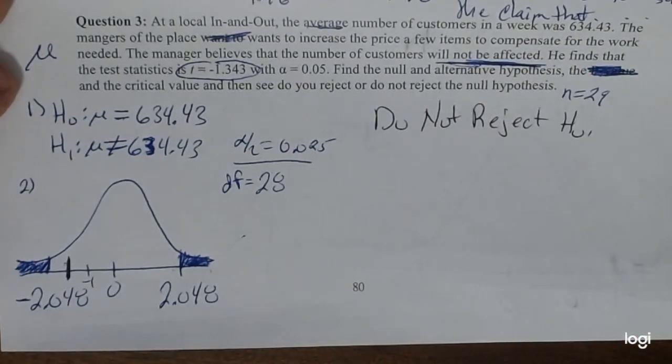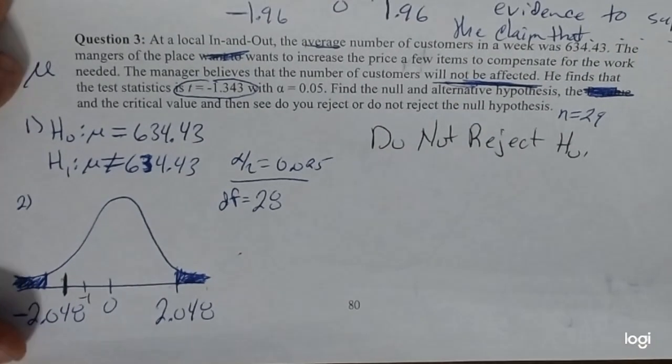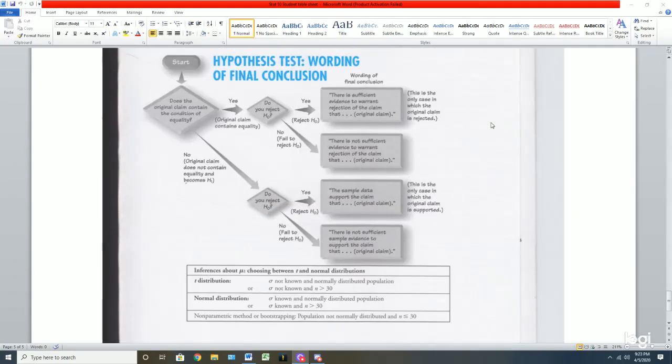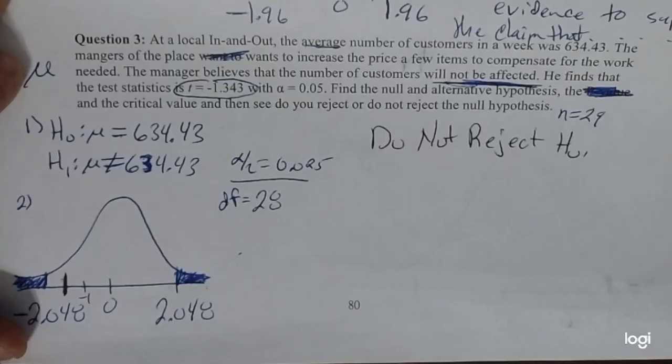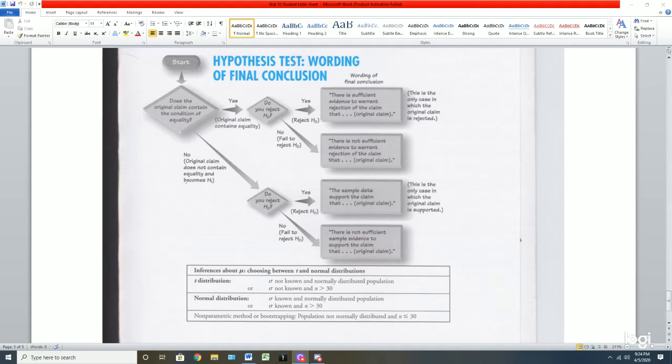Okay. All right, and then just like the last ones, now we go to the conclusion. Let's go back to our conclusion. The question is, does the original claim contain the condition of equality? We talked about this, right? Not affected means equal to. So this is the first one where the claim, which is right here, does have equality. Not being affected means it's the same as that. So this time, does the claim have equality? Yes. This is our first yes because of that.